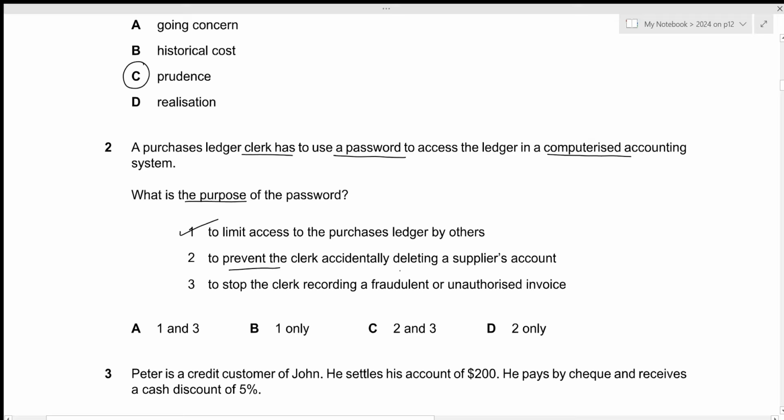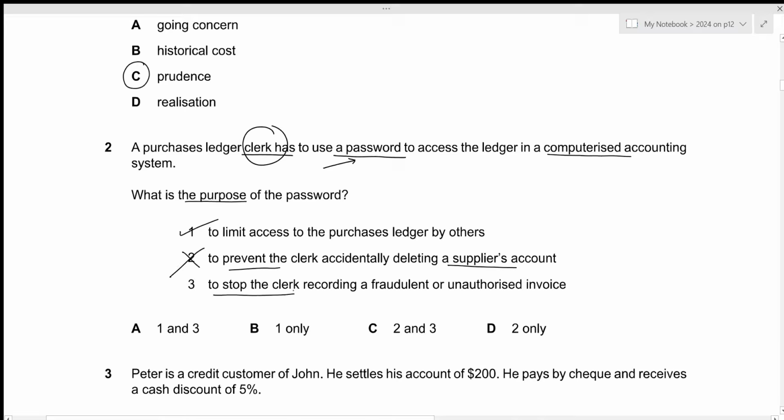Then, to prevent the clerk accidentally deleting a supplier's account. We know that the clerk has a password, so the clerk can access the ledger anytime that the clerk wants. And sometimes, since we are all human, they can accidentally delete some sort of accounts. So having a password will not prevent accidentally deleting a supplier's account. So this is not a purpose.